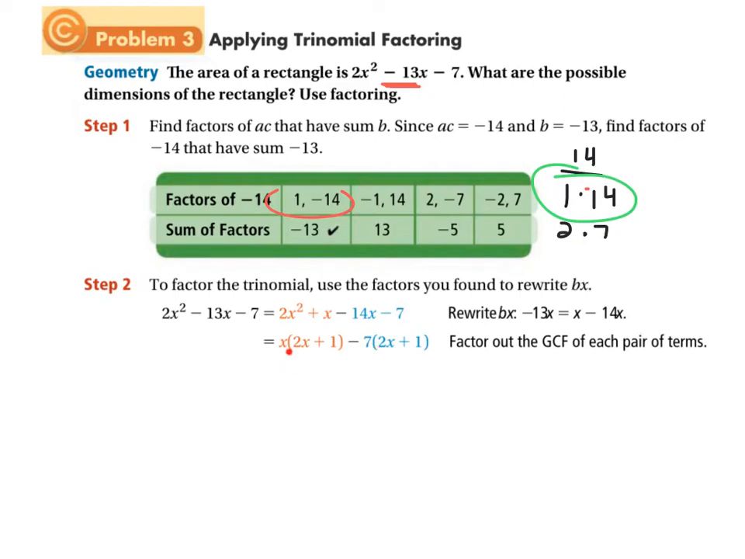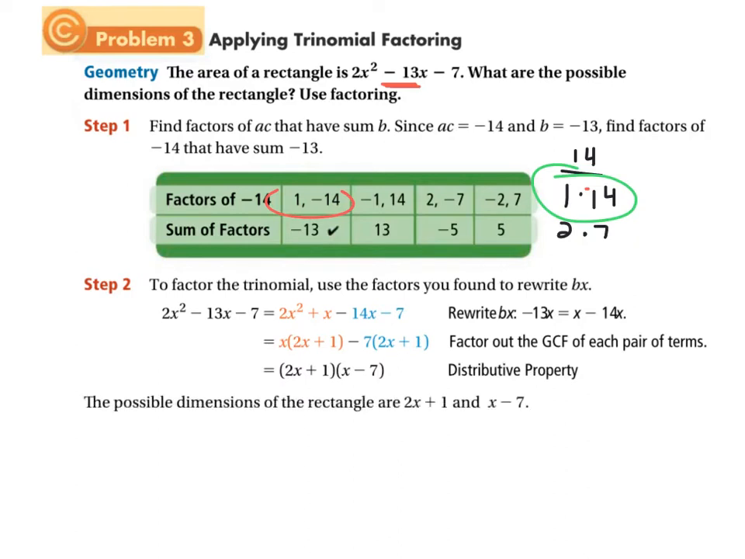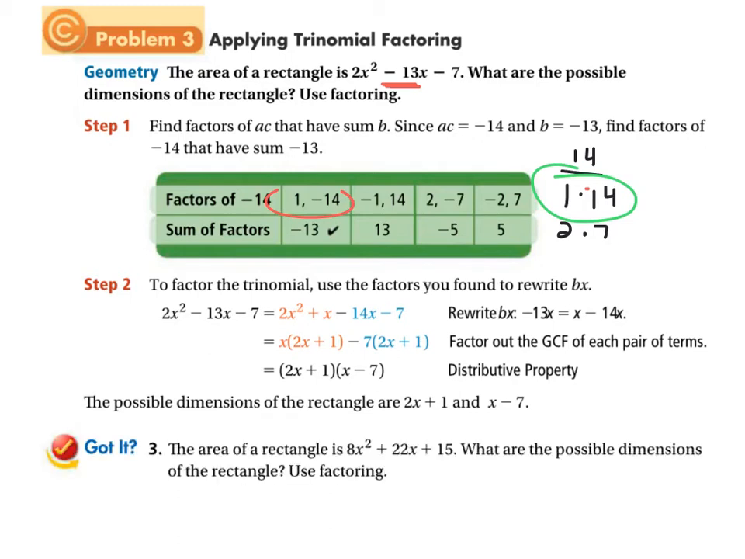That's going to be one of them, and x minus 7 is going to be the other one. Yep, so the possible dimensions are 2x plus 1 and x minus 7. I love these. They're actually quite fun. Okay. So you're going to do this got it problem right now.